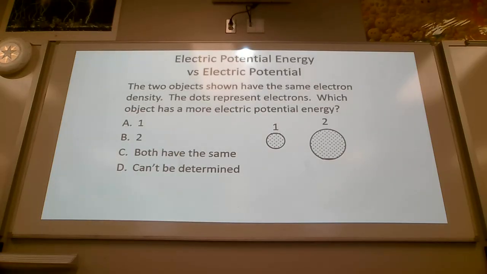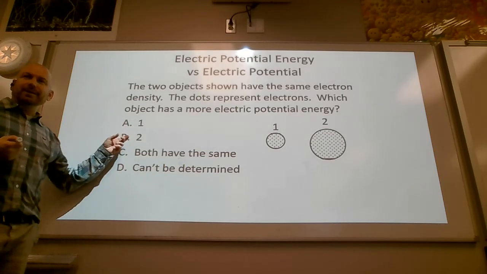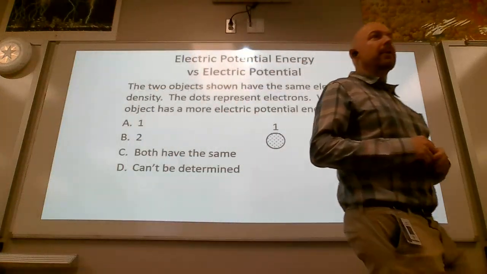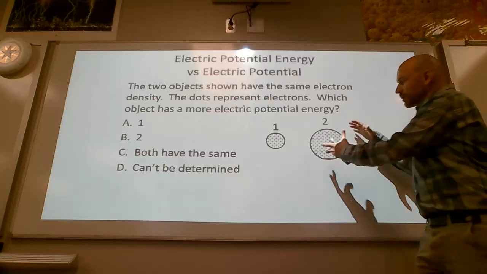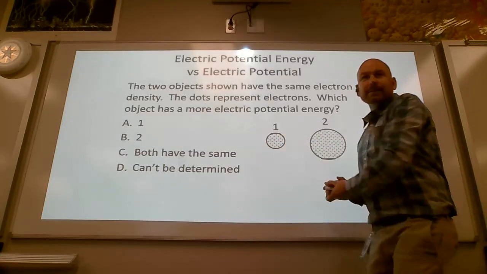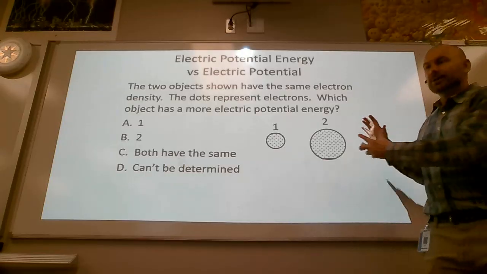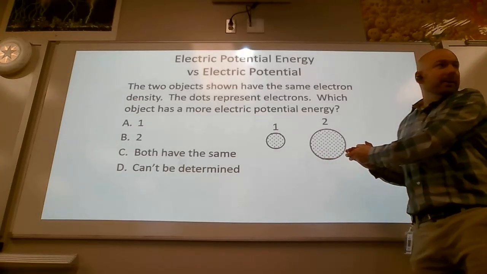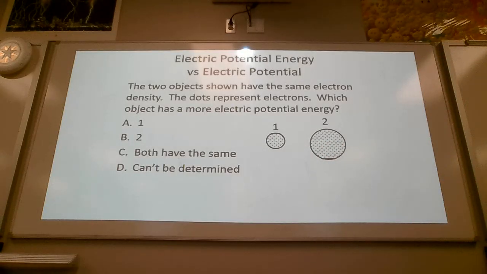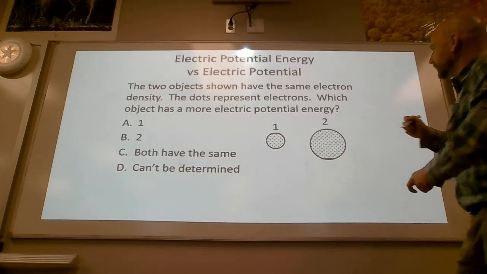Okay, correct answer is what I'm going for is B, 2. Why? Because there's more springs. They're equally squished together, but there's a total number of more springs here than there is there. So there's more potential energy in this arrangement, this scenario, this object than that. You all right with that? So it's looking at the energy, looks at the total.